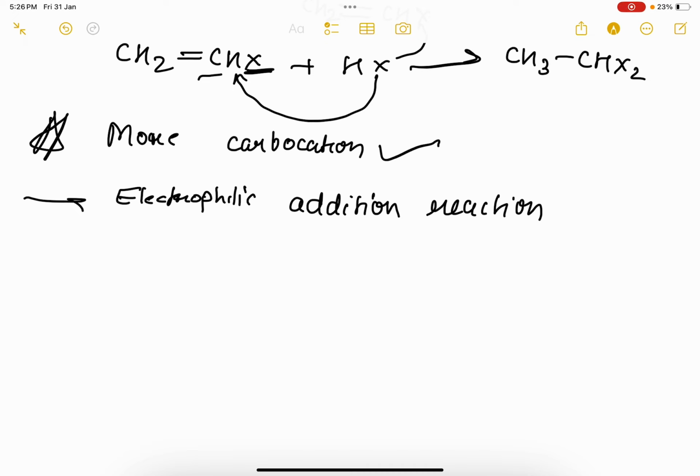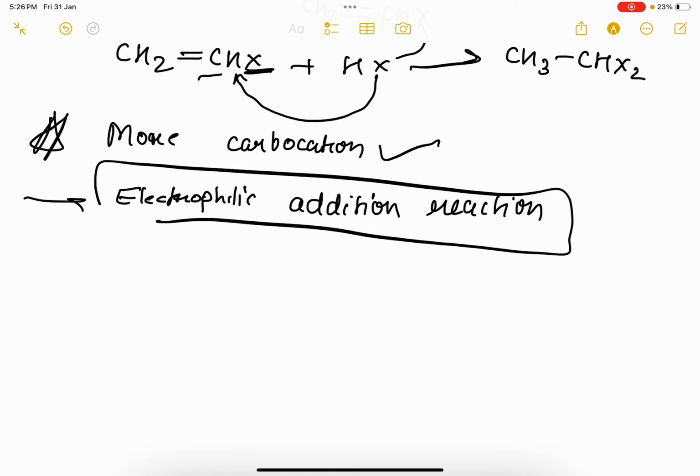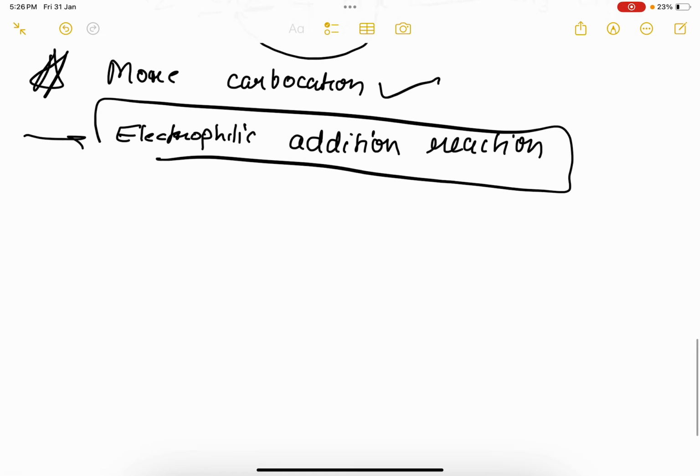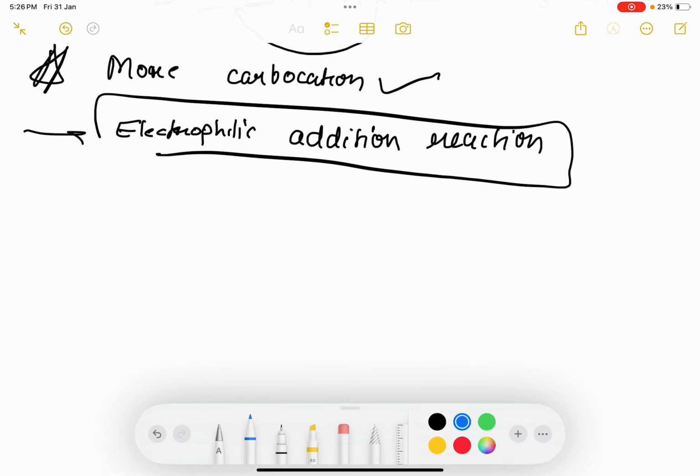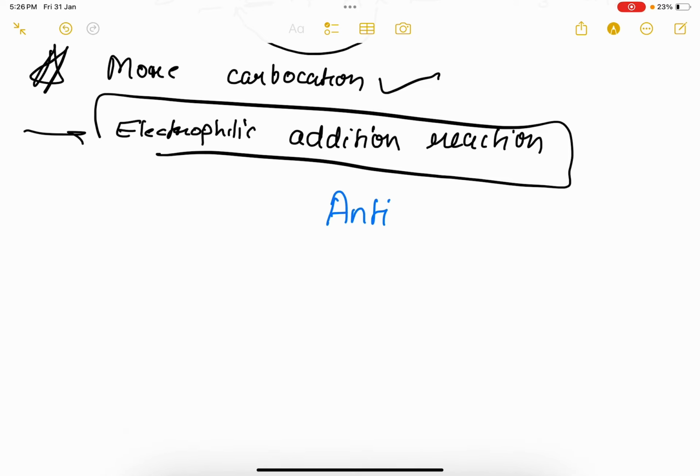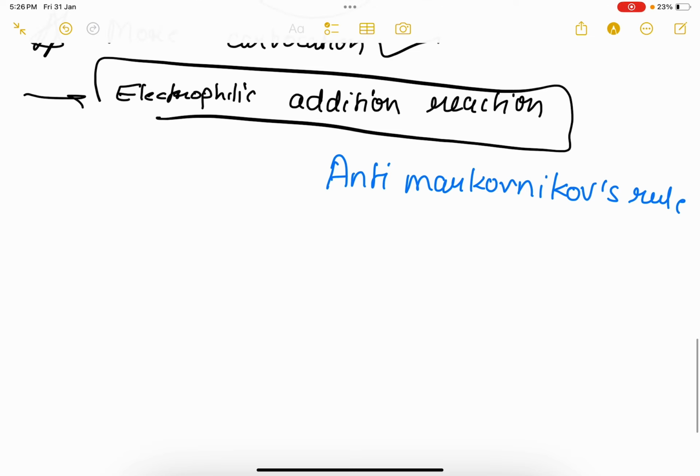So this is an example of electrophilic addition reaction in which carbocation rearrangement is possible. On the other hand, if we are going to talk about the anti-Markovnikov rule, in which there is presence of peroxide, this is a free radical addition reaction.